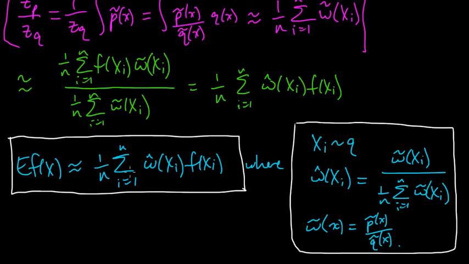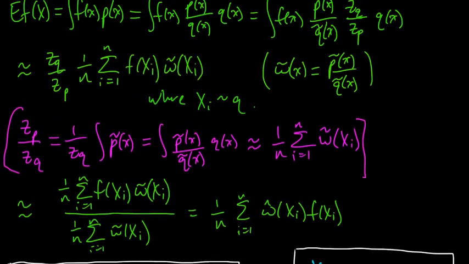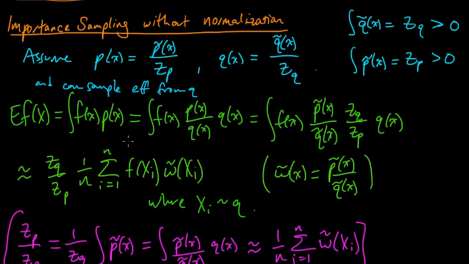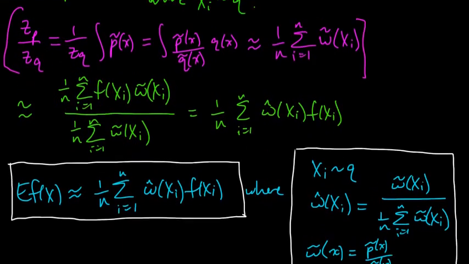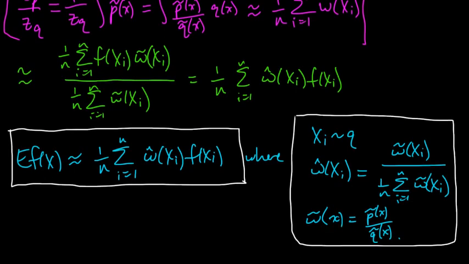And just keep in mind that there was no free lunch here. We were able to still do this, but we had to make two approximations: the first approximation, and the approximation to the normalizing constants. So in general, it's not going to perform as well as standard importance sampling when we do know p, when we can evaluate p and q efficiently.